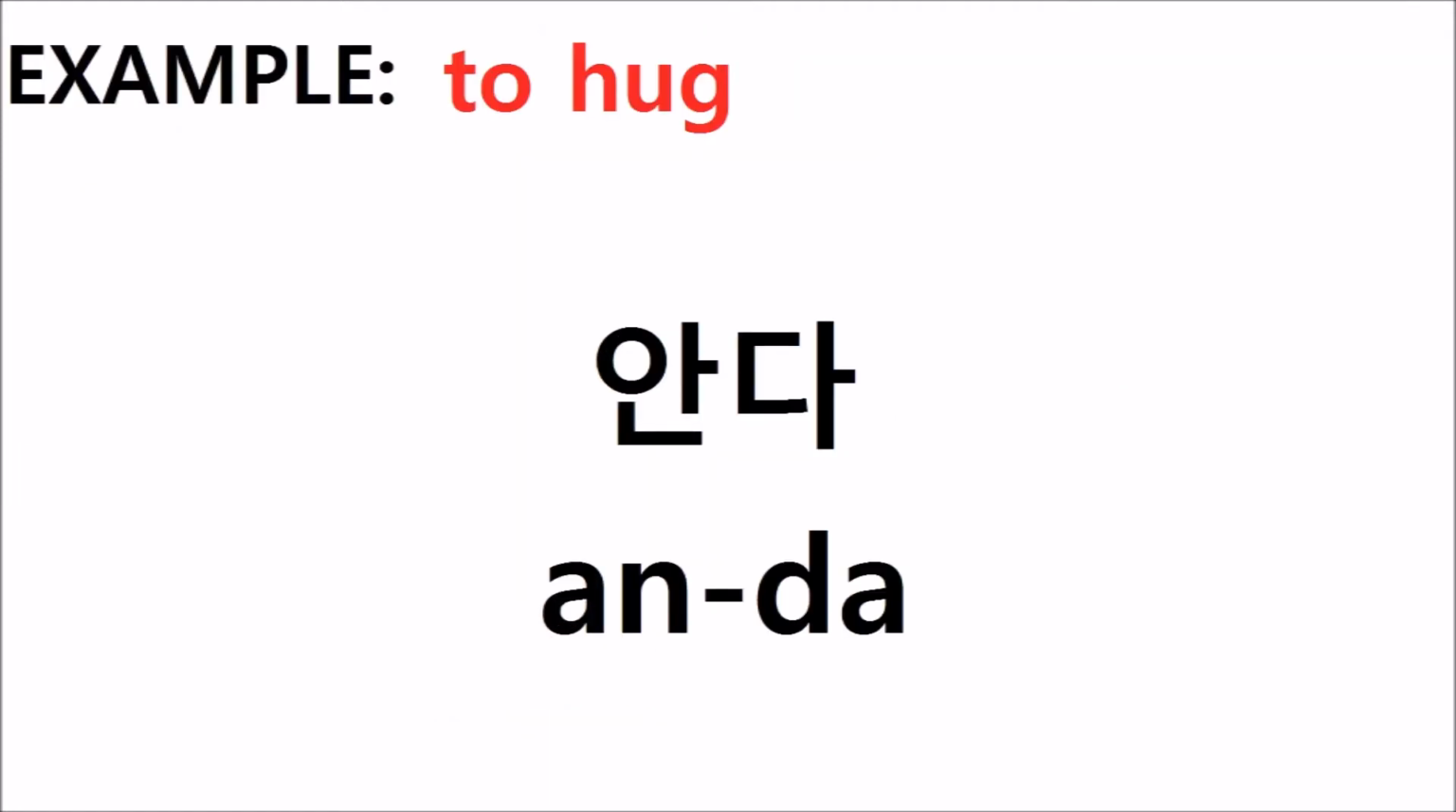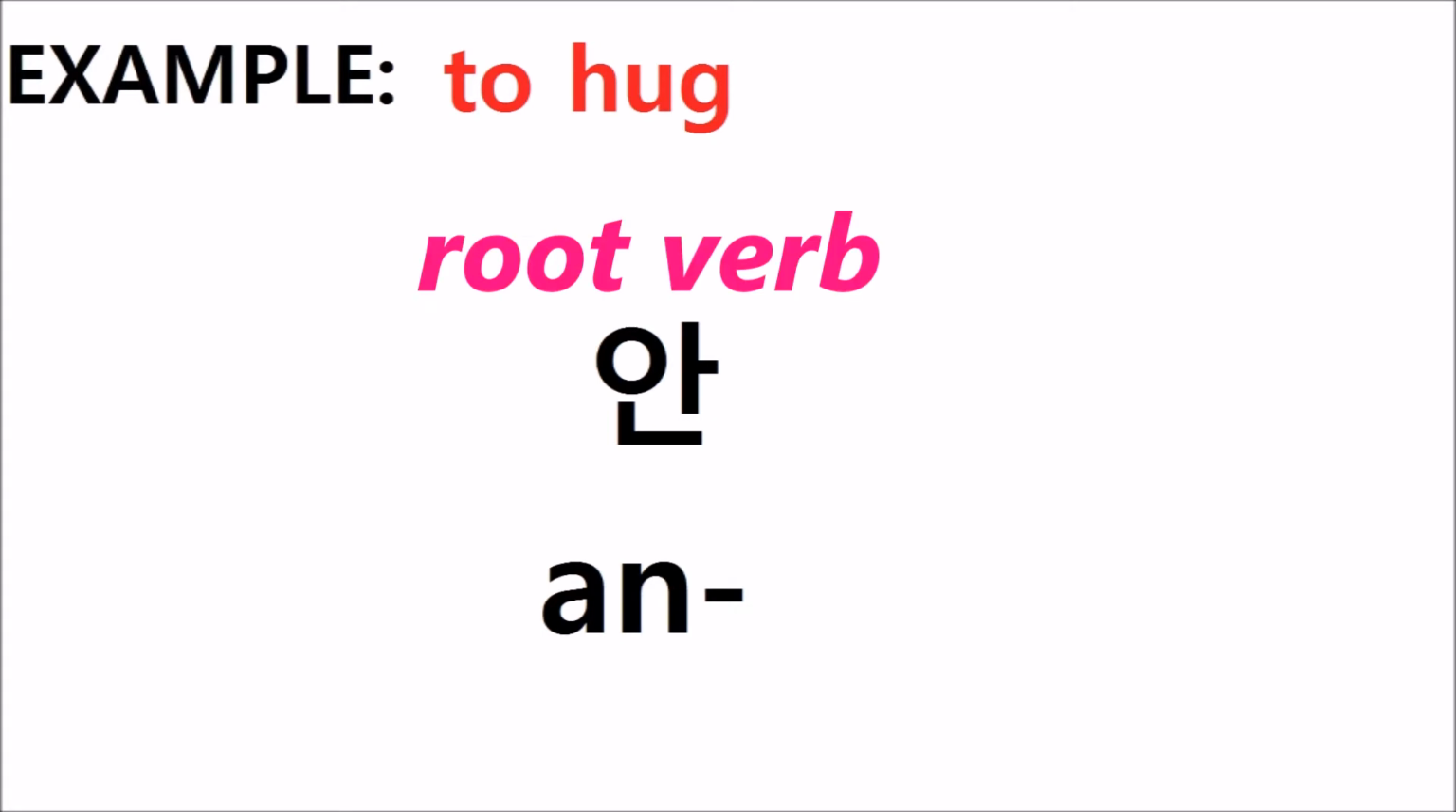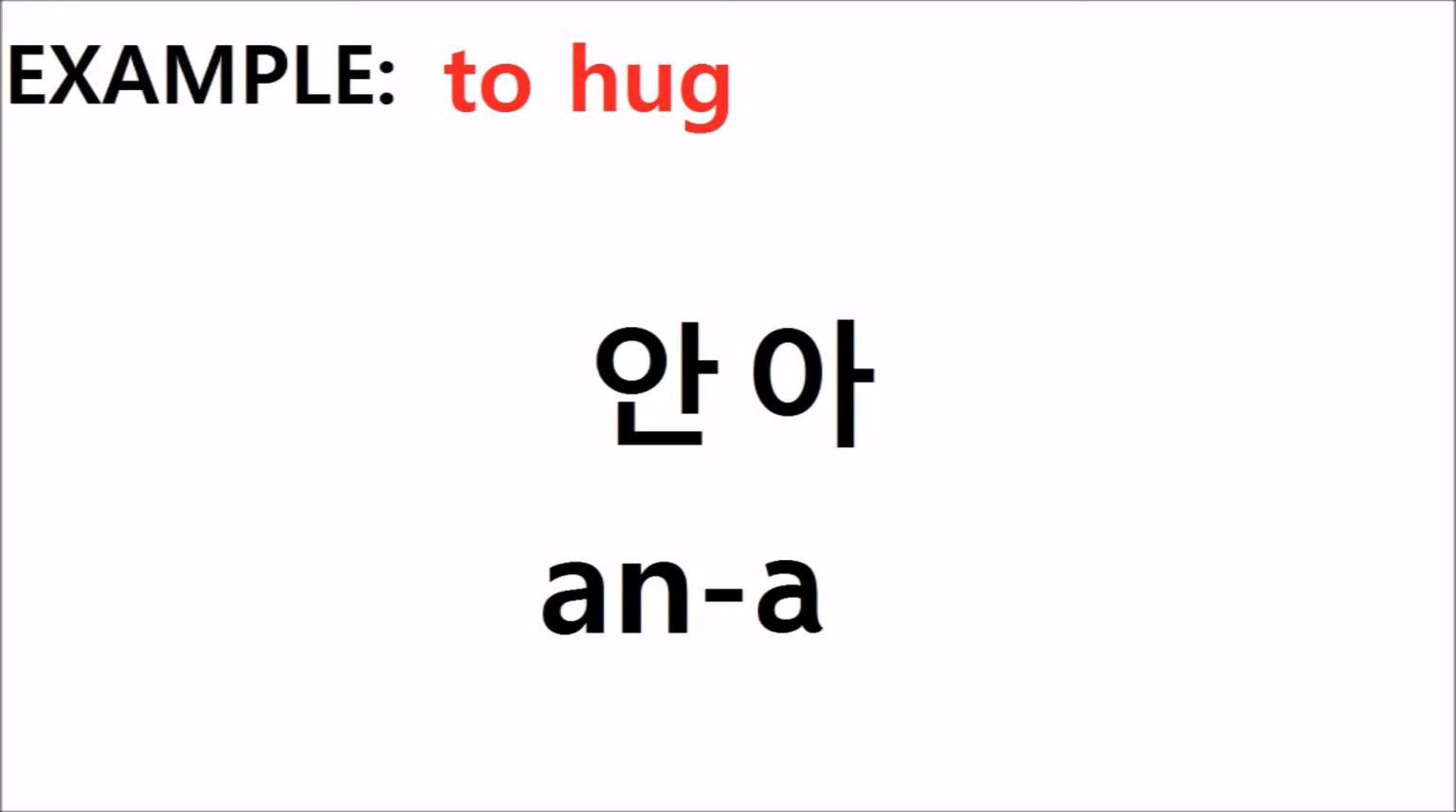Let's use an example. Onda. It means to hug. The first step in conjugation is to cut off the da ending. The infinitive verb with the da cut off is called the root verb. Then we add a to the end. That's why they're called verbs, because we add an a. Ana. And there you have it, your present tense of the word hug.